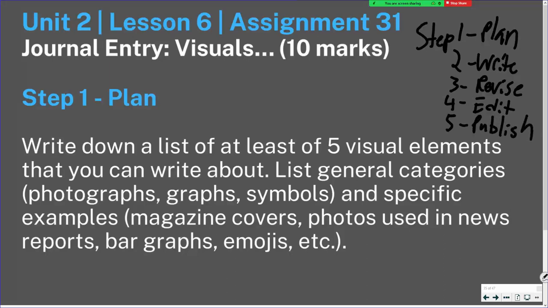what we did. So in this first step, planning, we're going to think about a list of at least 5 visual elements that you can write about. List general categories, photographs, graphs, symbols, and specific examples. So you might want to think about magazine covers, photos used in news reports, bar graphs, emojis. You know, what other things have we talked about in this course? So that's it. So we're gonna do some step 1 planning.